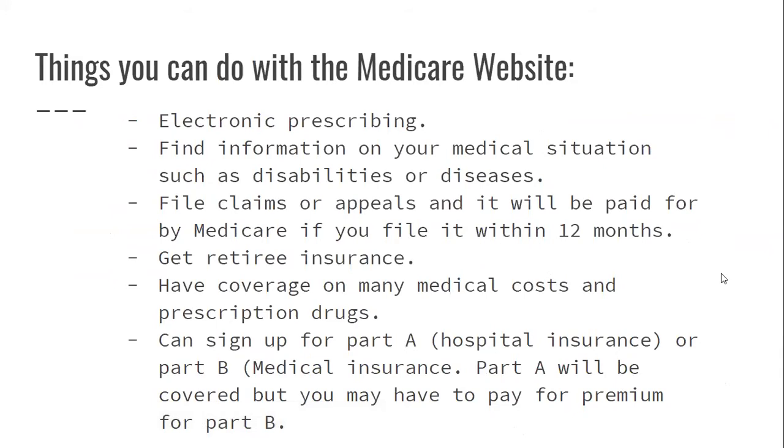Things you can do with the Medicare website. So there's electronic prescribing. You're able to find information on medical situations such as disabilities or diseases. You can file claims or appeals, and it will be paid for by Medicare if you file within 12 months. You are able to get retiree insurance and have coverage on many medical costs and prescription drugs.